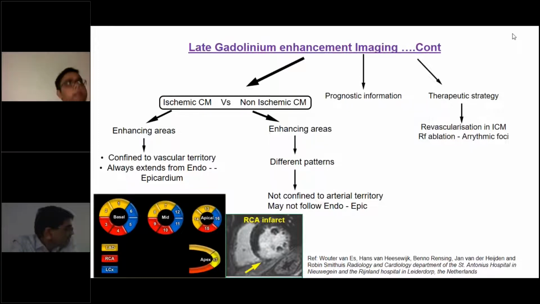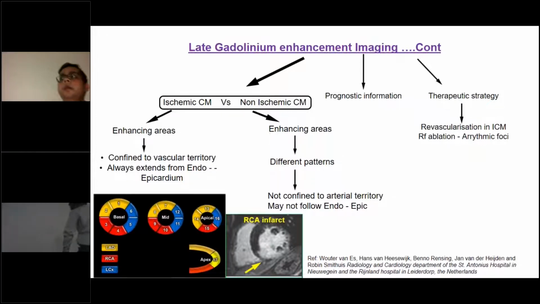For example, this is a case of right coronary infarct. You see this bright area along the inferior as well as inferior septal wall, and this is the normal myocardium. So you can see this bright area extending from the endocardium into the myocardium with sparing of the outer myocardium. These are the different vascular territories. So this is a case of RCA infarct.